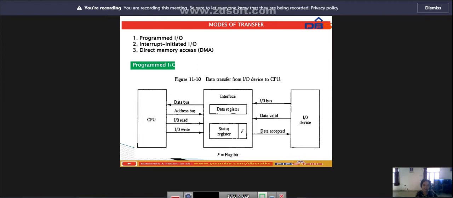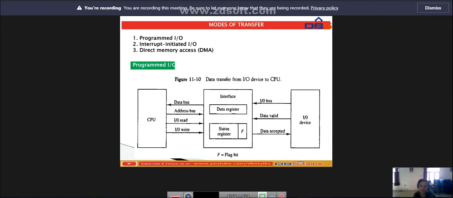What is meant by modes of transfer? The data transfers to and from peripherals may be handled in one of three possible modes. So this is called the modes of transfer. The three possible modes are programmed input output, interrupt initiated input output, and direct memory access (DMA). These are the three types of modes available in the modes of transfer.